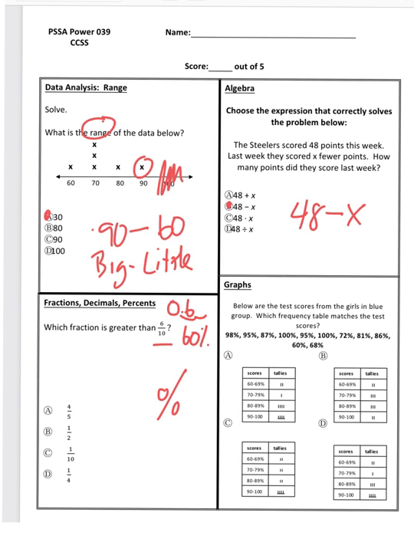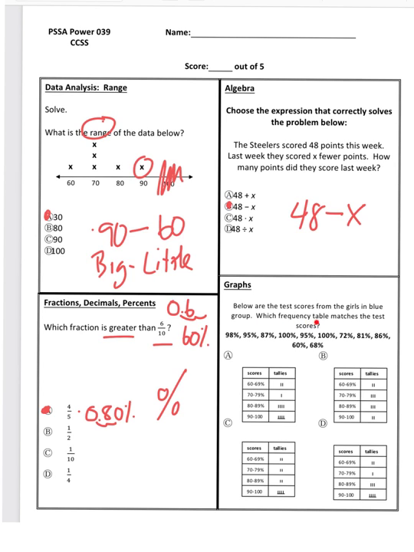Now, we're looking for the percent that's going to be bigger or greater than 60%. So for 4/5, if you do 4 divided by 5, you get 0.8. If you move the decimal, you get 80%. And I can stop right there because 80% is bigger than 60%, so I know it is going to be A.